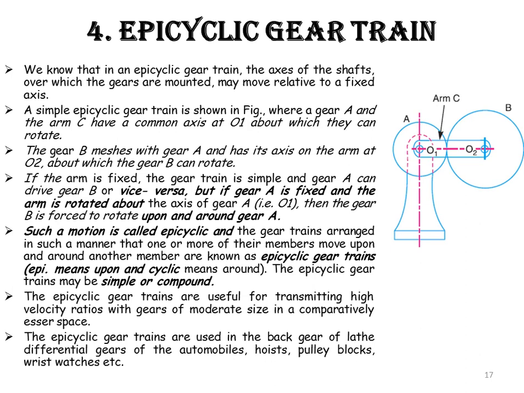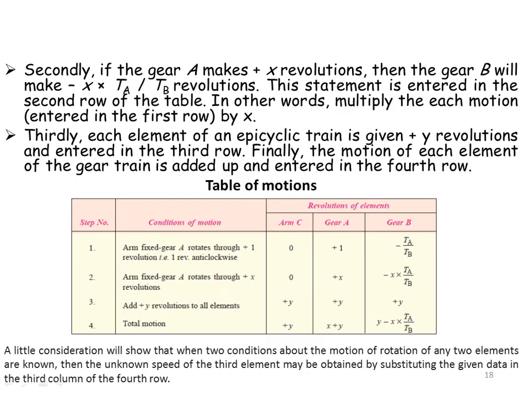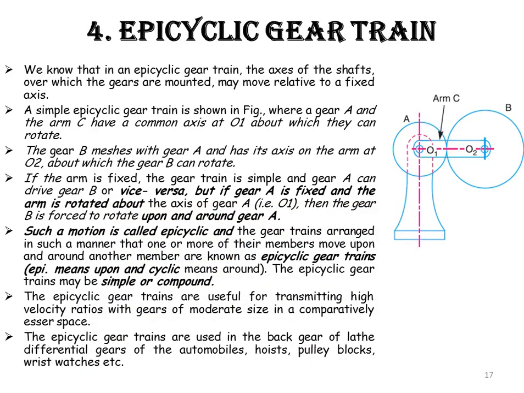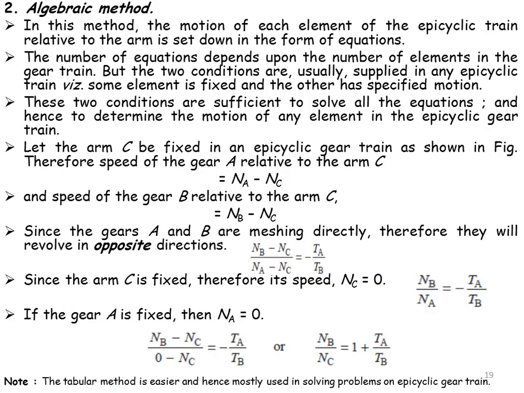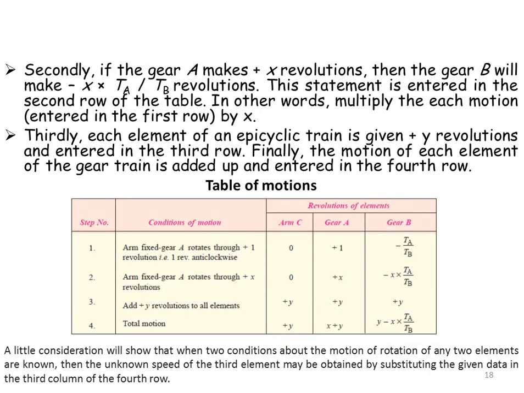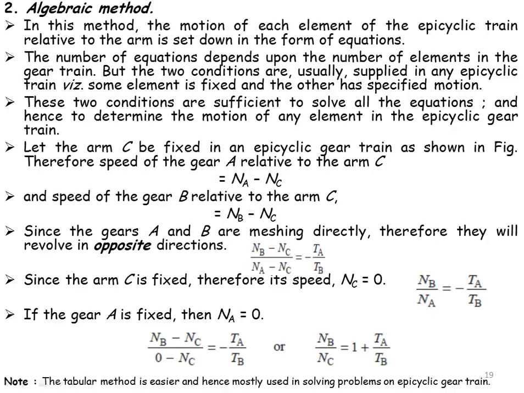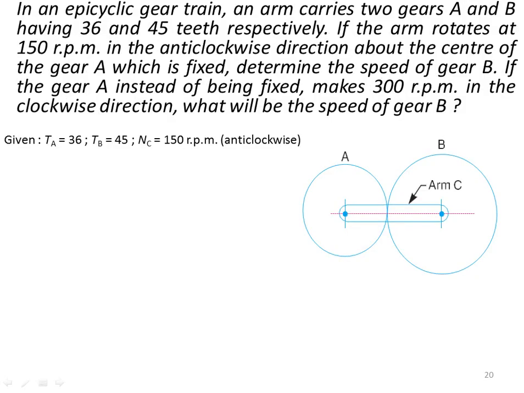They are useful for transmitting high velocity ratios with gears of moderate size in a comparatively small space. Epicyclic gear trains are also used in the back gear of the lathe, differential gears of automobiles, hoists and pulley blocks, wristwatches and so on. For this we will use two methods, the tabulation method and the algebraic method. First let us see the table method. I will explain directly with an example, so that you will be more comfortable.